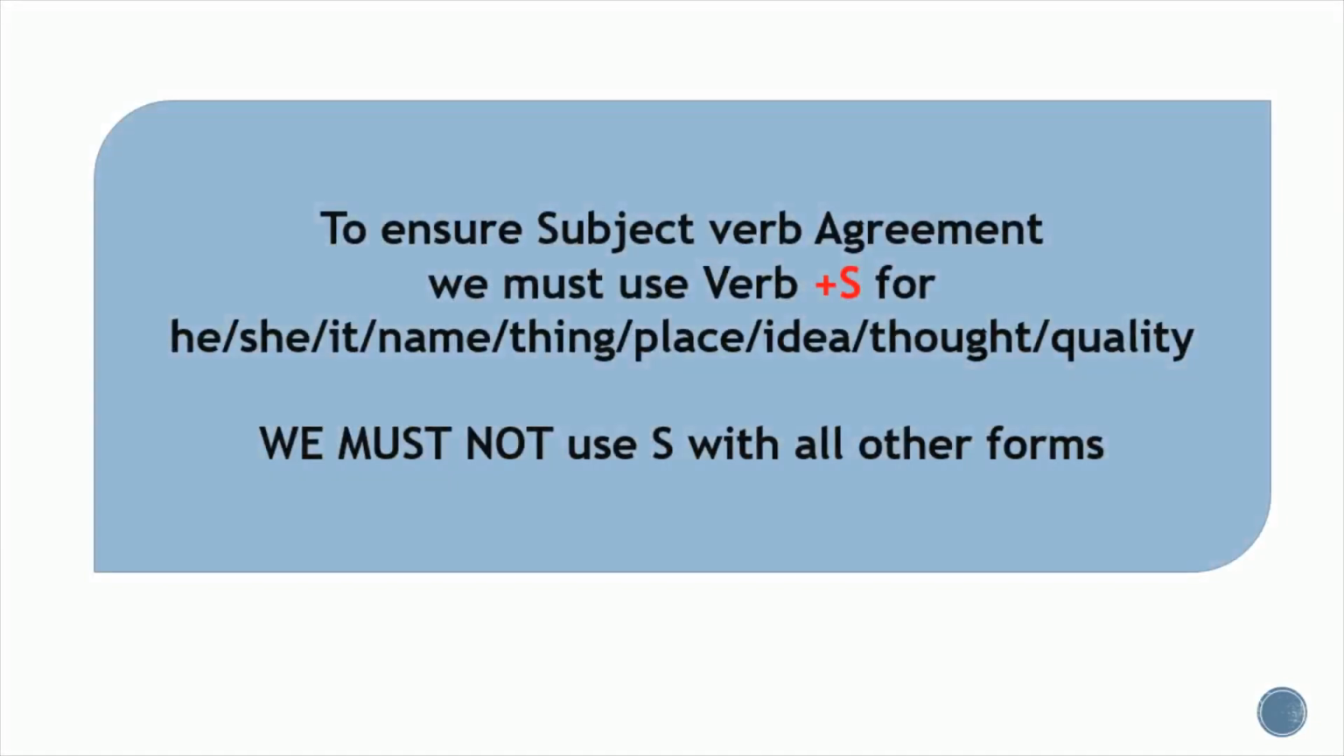To ensure subject-verb agreement, we must always use the structure verb plus S for the subjects he or she or it or any name or anything or any place or any idea or any thought or any quality. And we must also remember that we should not use S with any other form.